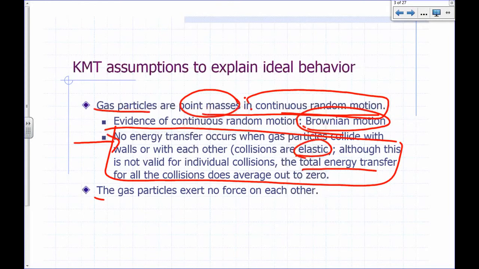We're also going to assume that the gas particles exert no force on each other. That's not true, but in the limit of situations where the ideal gas law is valid, the particles in an ideal gas are so far apart that for practical purposes the assumption that they exert no force on each other should be valid. We'll see in a later lesson when we talk about real gas behavior that we can actually make corrections for the fact that this is not strictly correct. But we're trying to explain ideal behavior here.